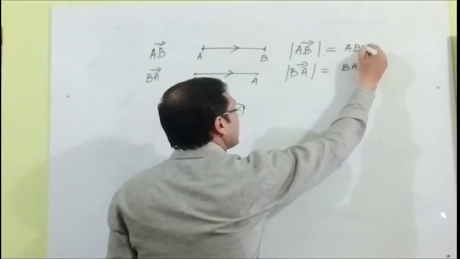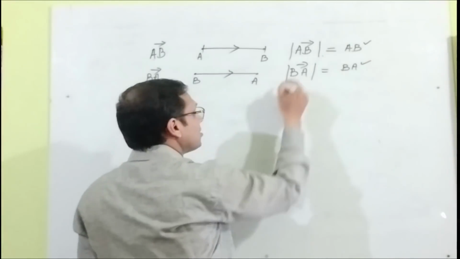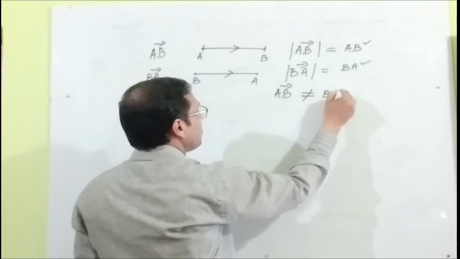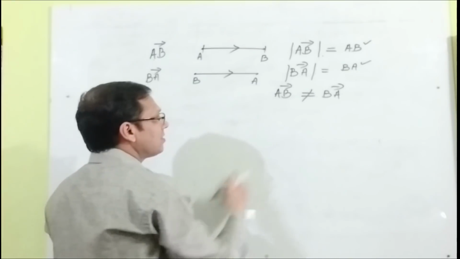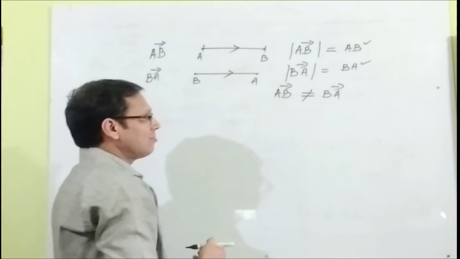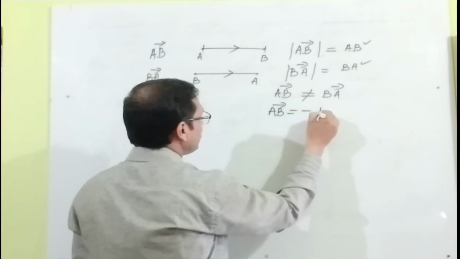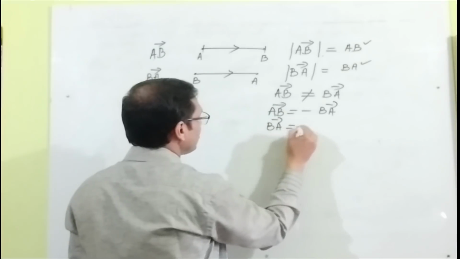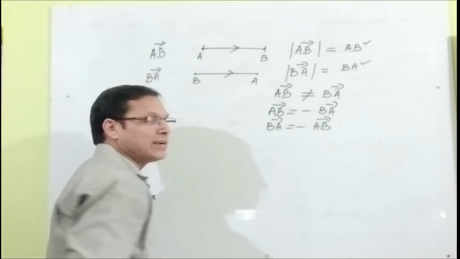These are all equal. The length of AB is equal to the length of BA, but the two vectors, vector AB is not equal to vector BA. Why not? Since their directions are different, that is, opposite to each other. That means you can write vector AB is equal to minus vector BA, or vector BA is equal to minus vector AB. Okay, these are called negative vectors.